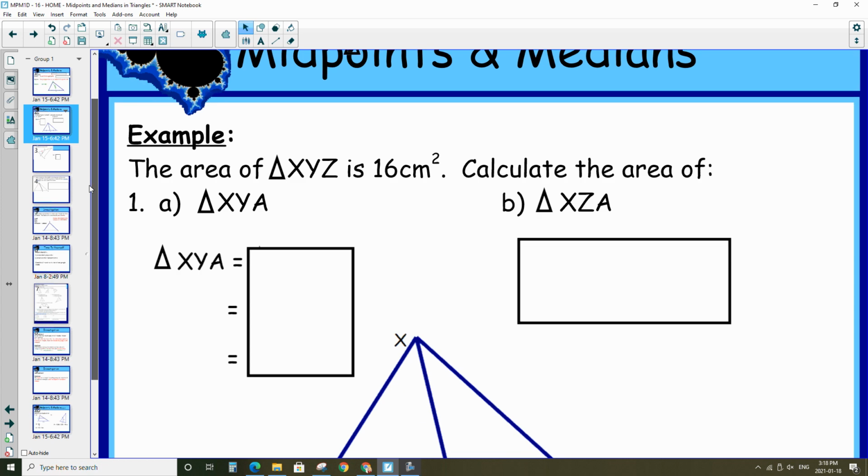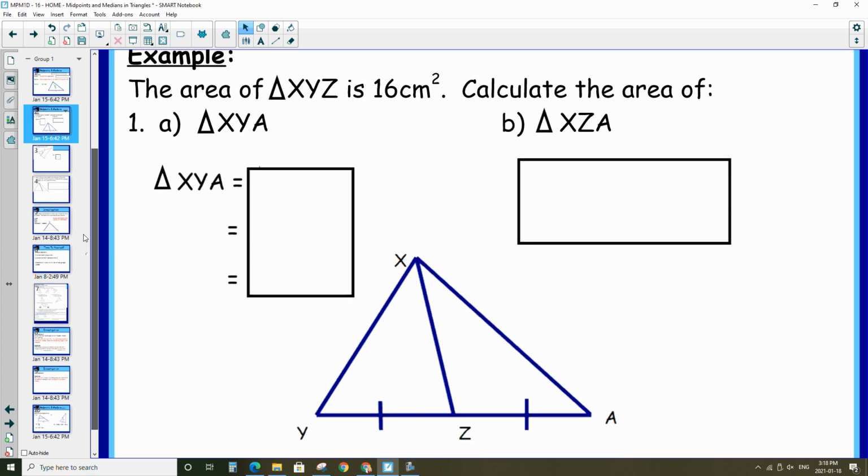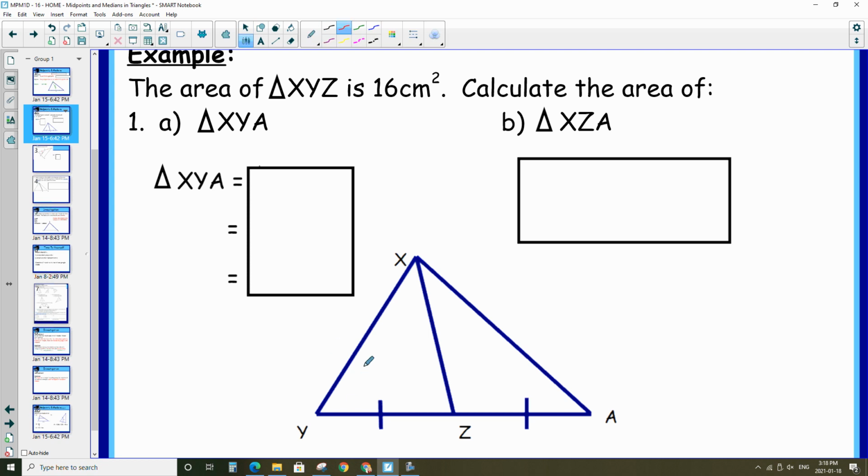All right, so for the first example, we are given the area of triangle XYZ to be 16 centimeters squared. So we know the area inside. I'm just going to label that. So the area inside here is 16 centimeters squared. And we need to calculate the area of triangle XYA. So XYA would be X to Y to A. So we're talking about the whole triangle.